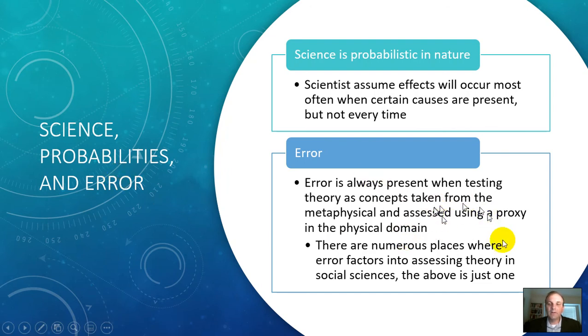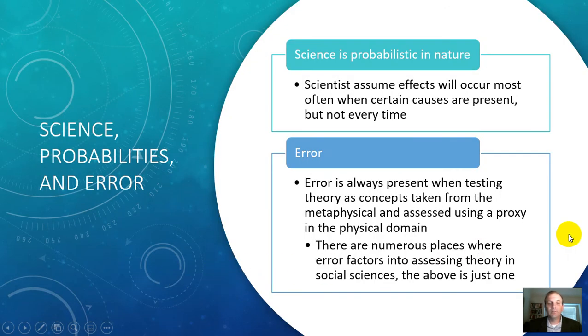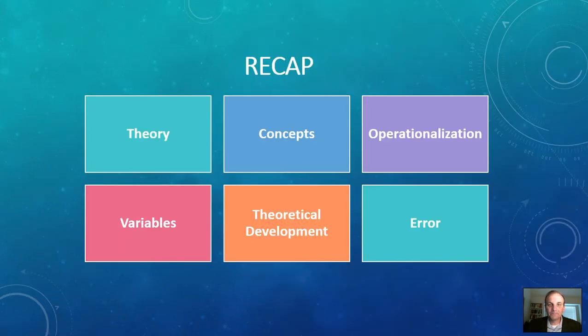So error is always present when testing theory, as concepts are taken from the metaphysical domain, from up here, and tested in the empirical world, using proxy measures in the physical domain. There are numerous places where errors factor into assessing theory in social science. The above is just one place where error can come into play.